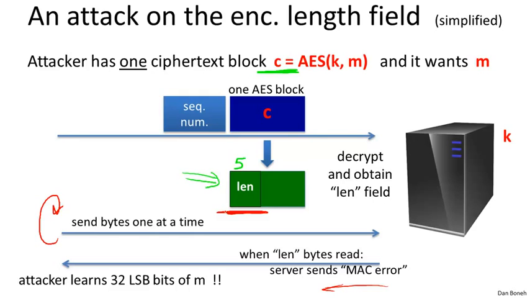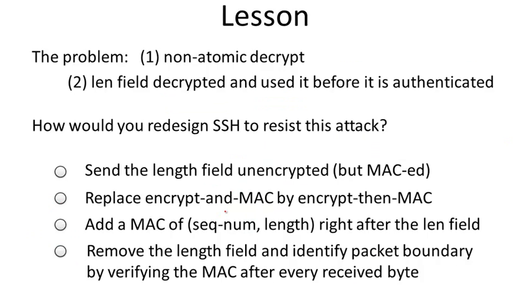This is a very significant attack, because the attacker just learned 32 bits of the decrypted ciphertext block, and since he can apply this attack to any ciphertext block he wants, he can basically learn the first 32 bits of every ciphertext block in a very long message. So what just happened here? Well, there are actually two things that were wrong in this design.